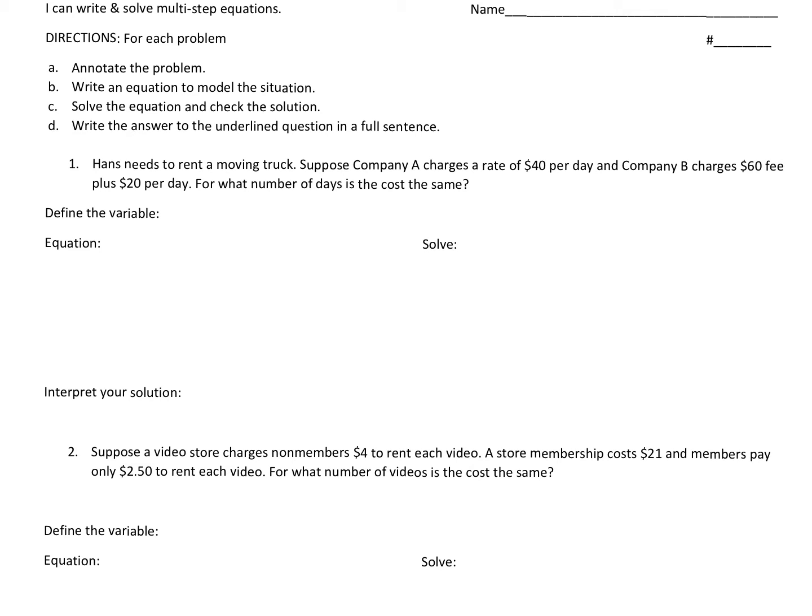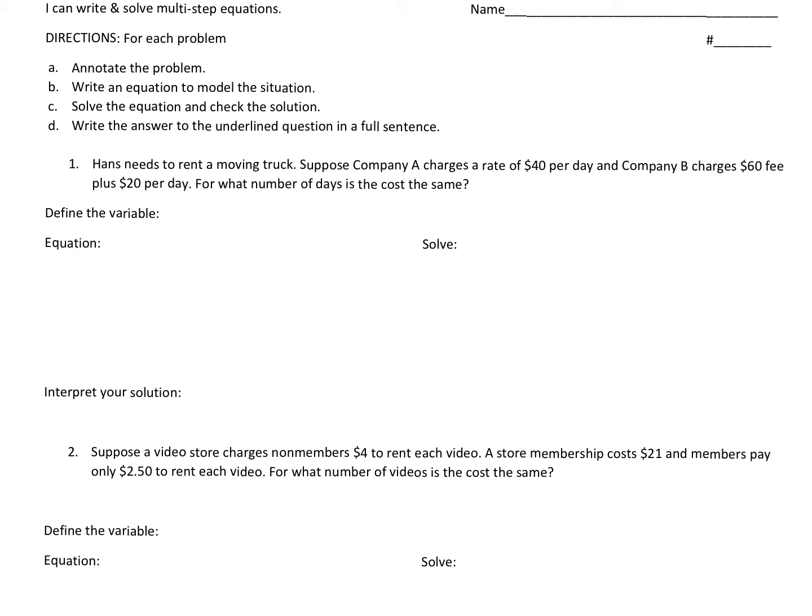Today's lesson is writing and solving multi-step equations. The first thing we need to always do is read and annotate the question. So Hans needs to rent a movie truck. Suppose Company A charges a rate of $40 a day, and Company B charges a $60 fee plus $20 per day. For what number of days is the cost the same?